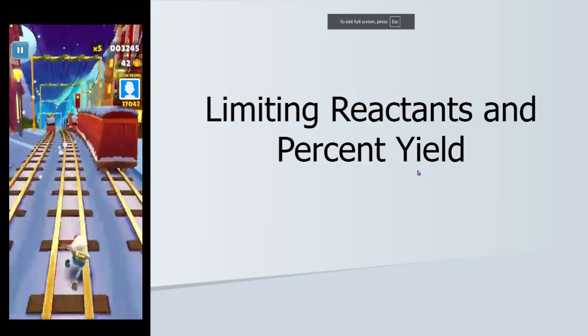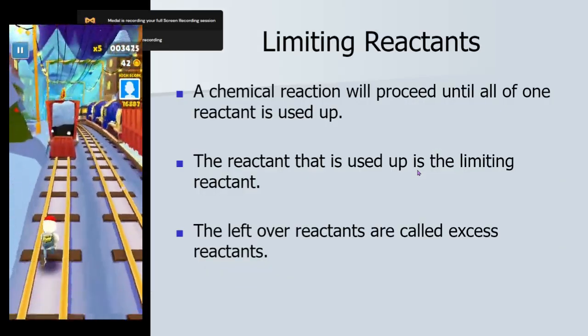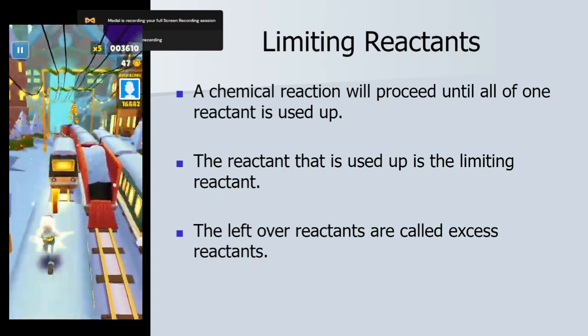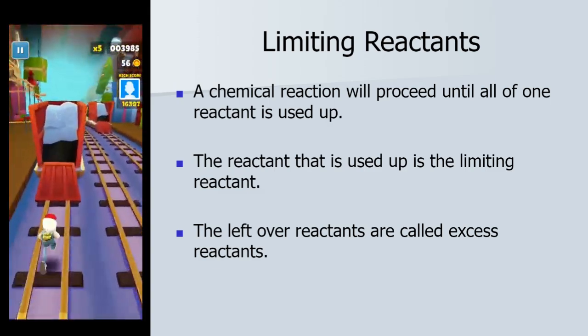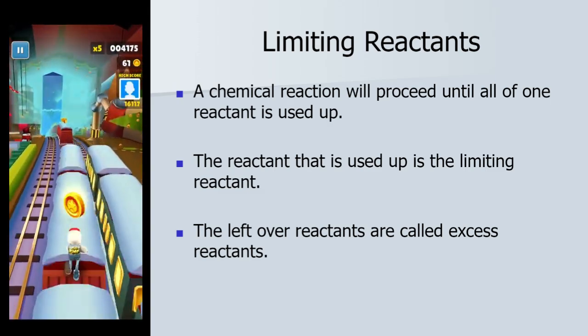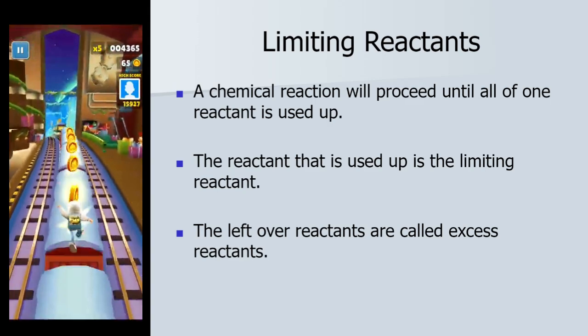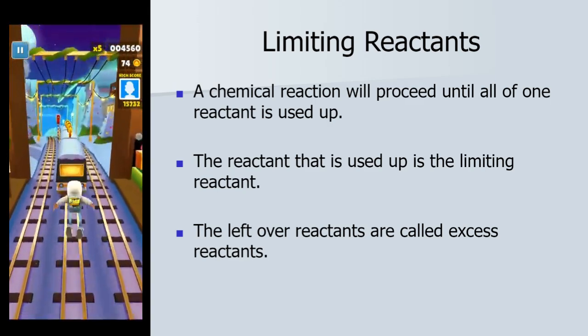Now on to limiting reactants and percent yield. A chemical reaction will continue to proceed until one of its reactants is completely used up. We can then say that that reactant is the limiting reactant. Whatever other reactant that is left over is the excess reactant.